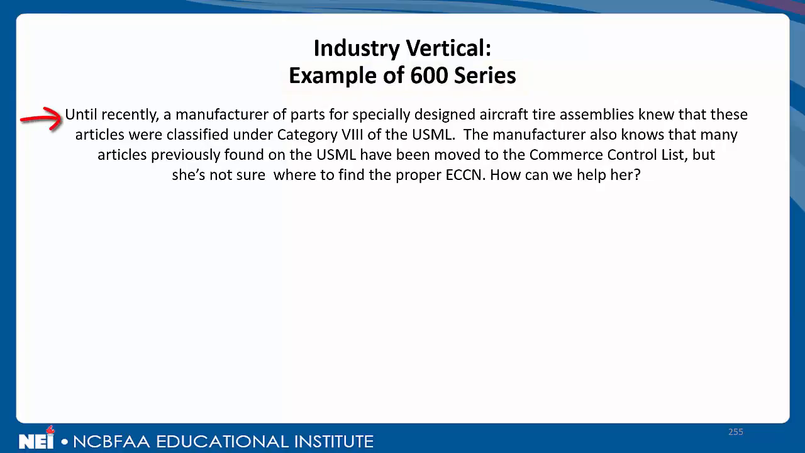Until recently, a manufacturer of parts for specially designed aircraft tire assemblies knew that these articles were classified under Category 8 of the USML, the U.S. Munitions List. The manufacturer also knows that many articles previously found on the USML have been moved to the Commerce Control List, but she's not sure where to find the proper ECCN. How can we help her?